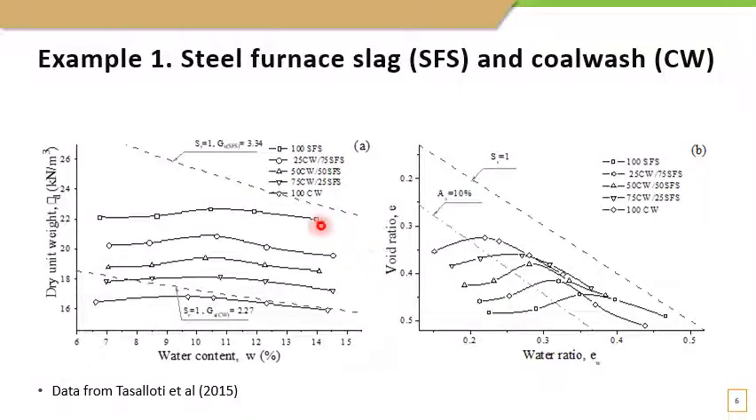That seems to indicate that in this representation, the largest dry unit weight is actually achieved because of the highest density. For reference, I've also included the specific gravity for steel furnace slag, which is 3.34, substantially higher than that of soil, for instance, and 2.27 for coal wash, which is slightly lower than what we would expect in a soil.